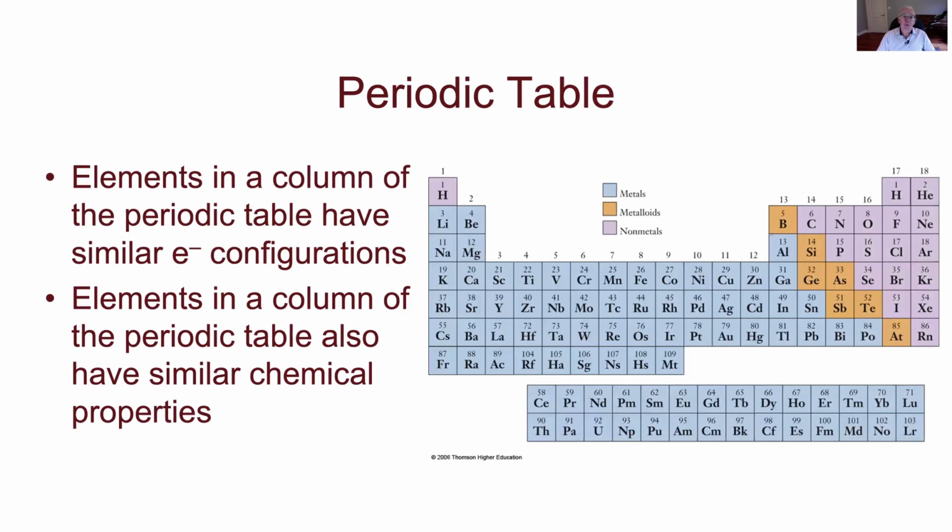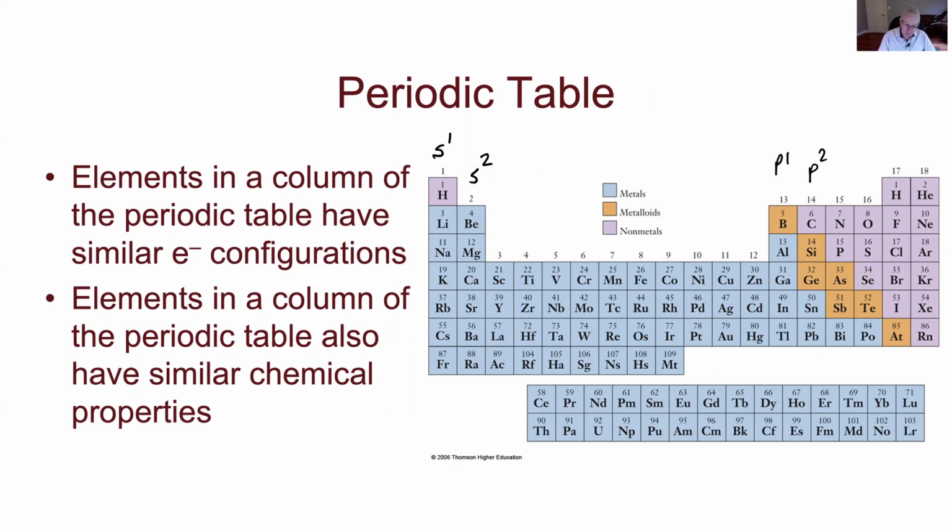A little bit about the periodic table and these valence electrons, because this is an important idea. Elements in a column have similar electron configurations. If I go down group 1, every one of these elements has a configuration that ends in s1. Every one down here is s2. Come over here and I'm at p1 and p2 and so on. You could write those out and prove to yourself that that's true.